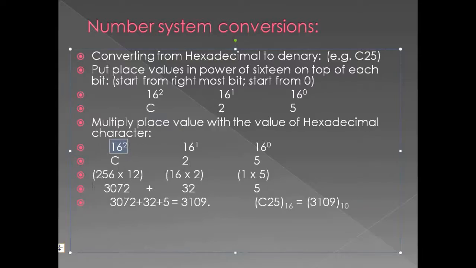16 power 2 is 256, so 256 multiplied by 12 is 3072. Now we add all these three together and we get 3109. We have converted our hexadecimal into denary.